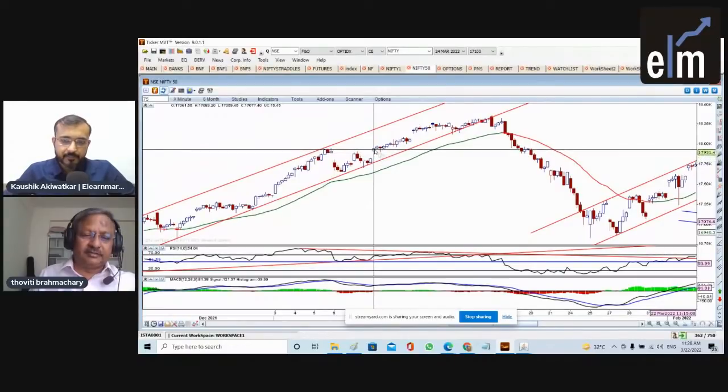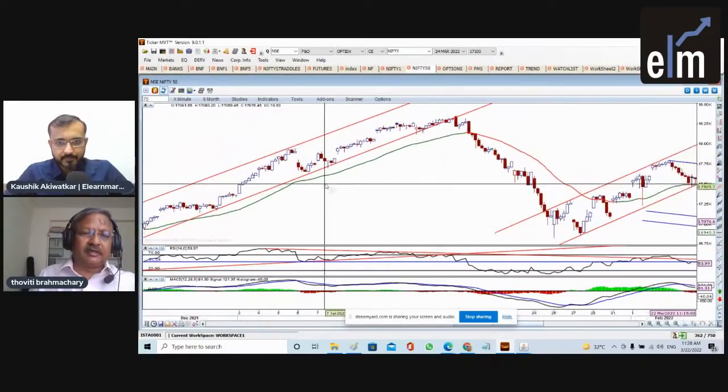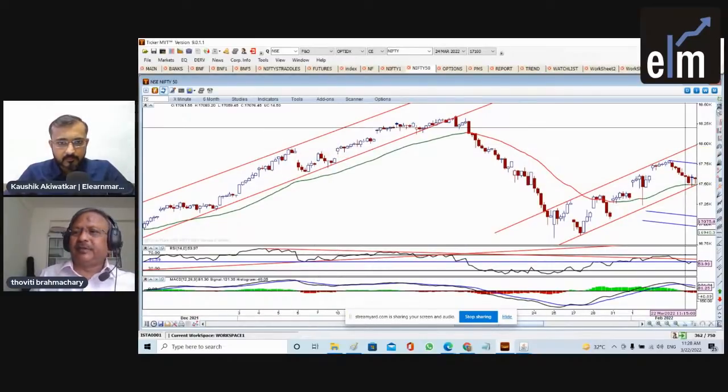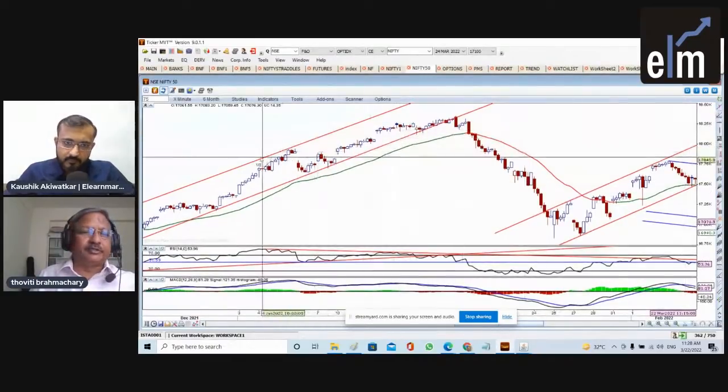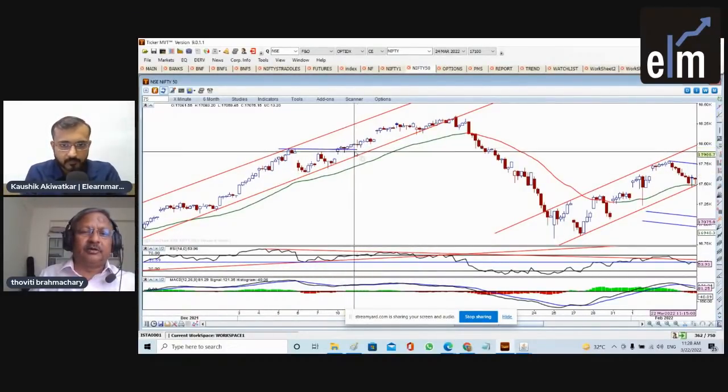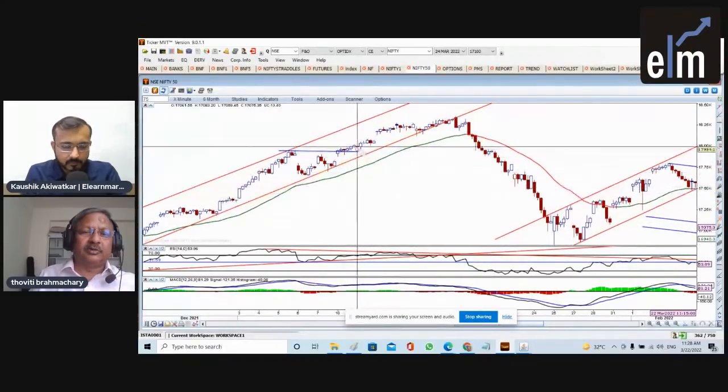Suppose you have taken this day. I think this is 10th Jan. You have taken a position somewhere because of this breakout, at this level, right? This is the trade you entered. So there is no close below the prior bar low. So you are continuing, right.